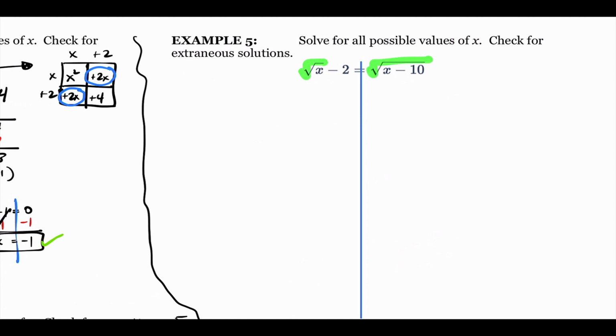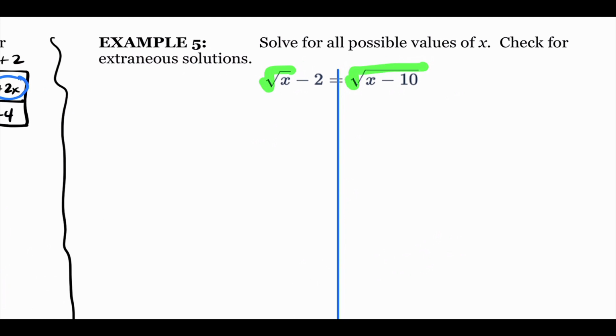The next step says square both sides. Okay, so I'm going to square both sides. Okay, one side is nice and easy. That's just going to be x minus 10. The other side, is this side over here going to be x minus 2? No, because this guy doesn't extend all the way over. The negative 2 is not underneath the root.